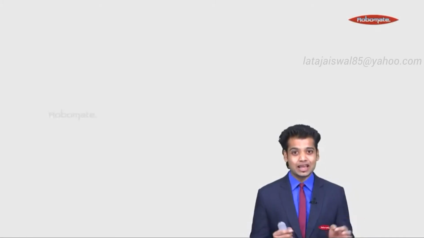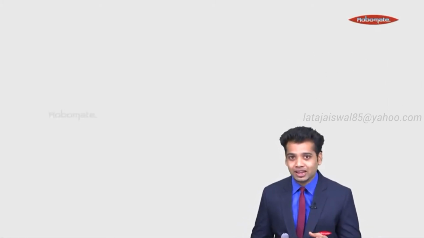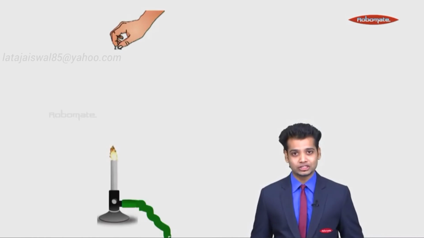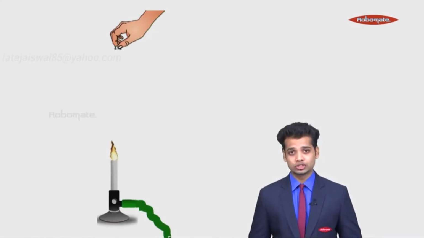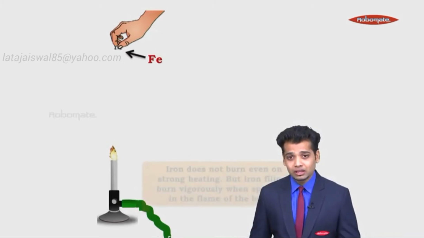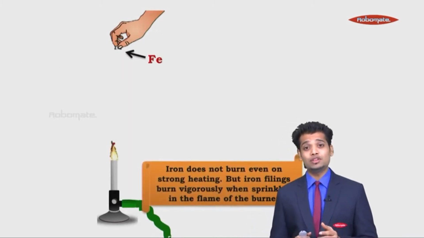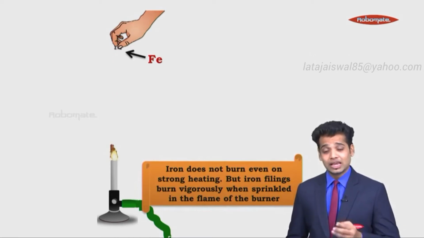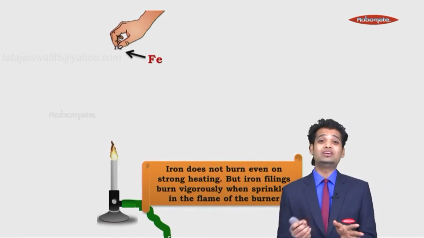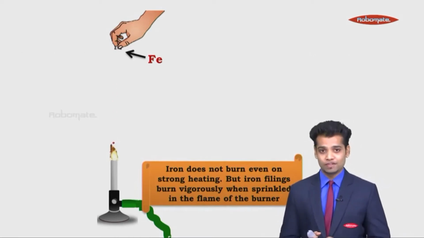And then it's time now to burn up the Ferrari. Ferrari meaning iron. Now, iron's valency has gone down considerably when you compare it with potassium. So, how do you react this iron with oxygen? Iron does not burn even on strong heating. So you have to convert it into iron filings. These iron filings burn vigorously when sprinkled in the flame of the burner.